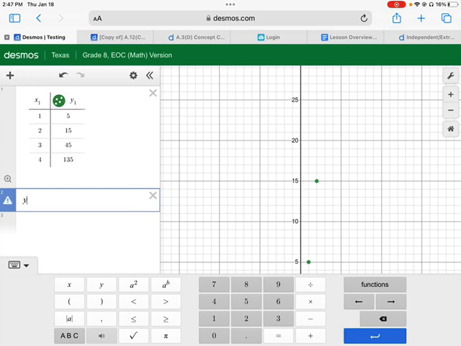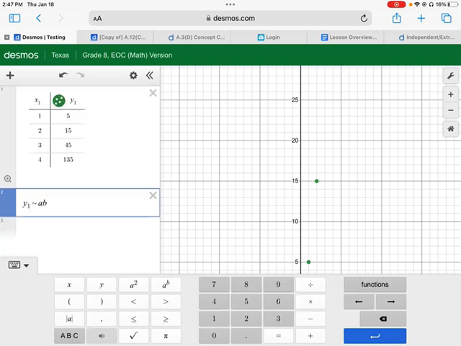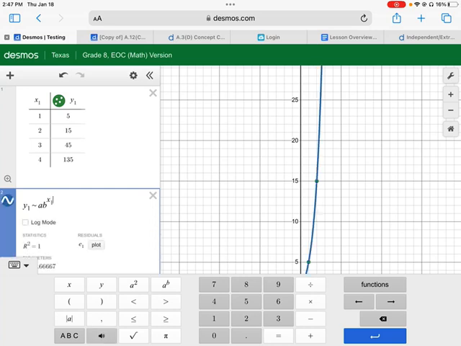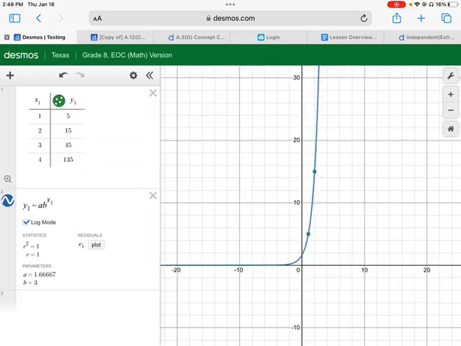Now, here's how I remember y1 squiggly ab to the power of x1. You see this ab button right here? That's what gives me my exponents. So that's what I'm writing: ab to the power of x1. Click on log mode. Okay, so here's my line.